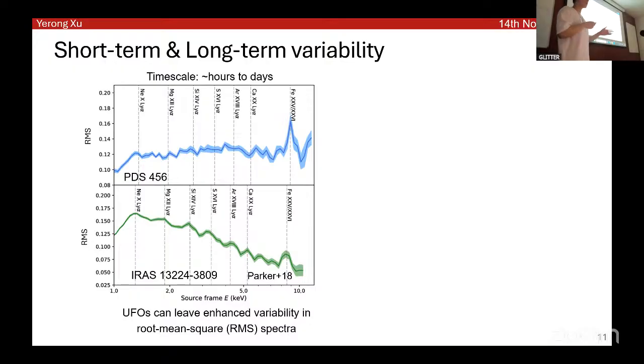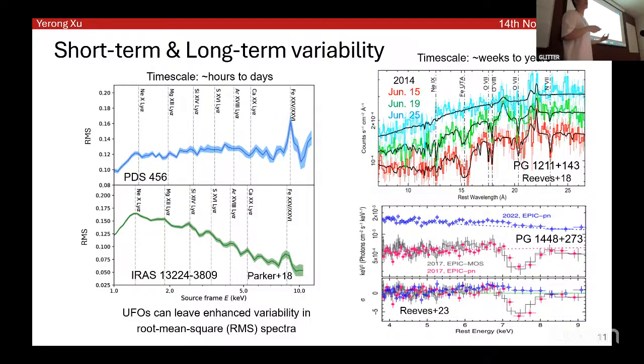So that will leave excess variability in the RMS spectrum, as the left two examples show, illustrated by these multiple spikes. The positions of these spikes correspond to the UFO absorption features, and this could be a very powerful and model-independent diagnostic for UFO detection. On the other hand, on longer time scales, from weeks to years, the right two examples show that UFOs could appear or disappear within weeks to years.